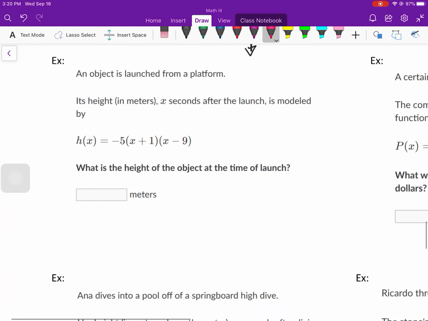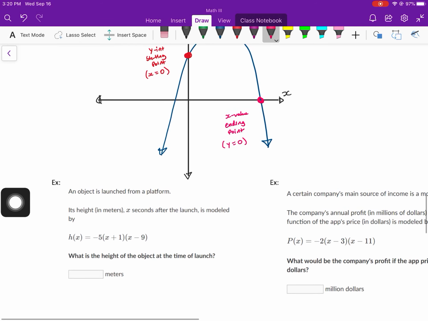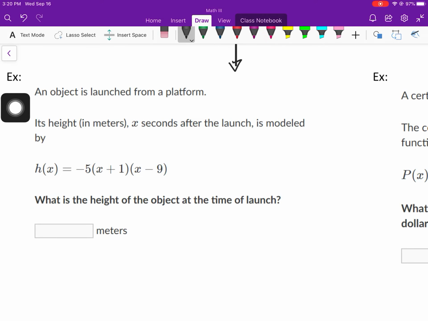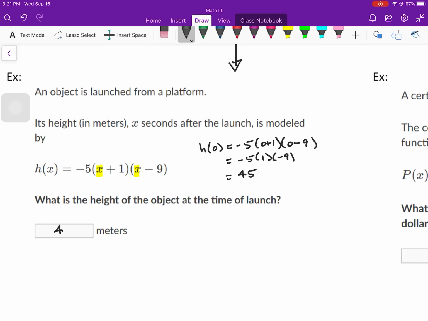All right, so let's take a look at one of these problems. So what is the height of the object at the time of launch? I skipped all the other stuff. They're just going right to the bold question. So time of launch is telling me initial value, the starting point. So when the input's 0. So all I have to do to find that y-intercept is make the x 0. And I'll get 45. So 45 meters.